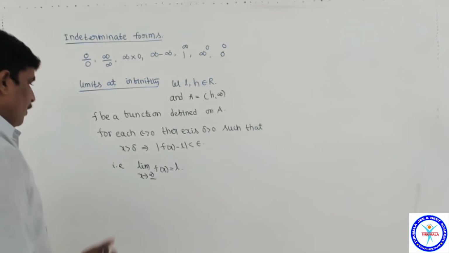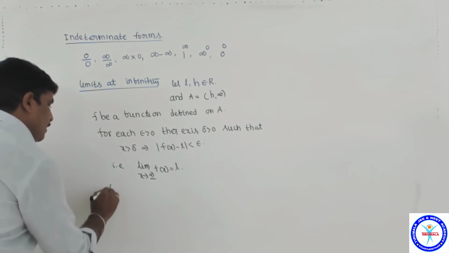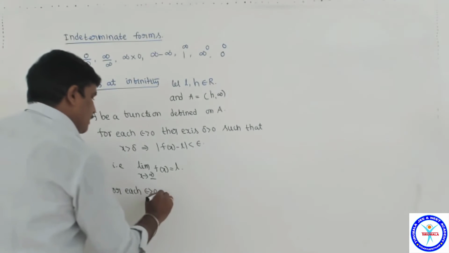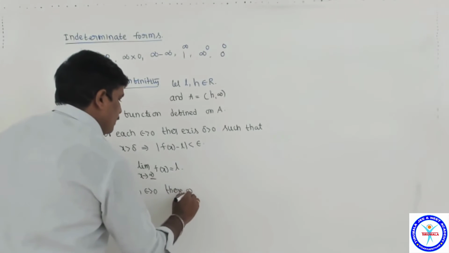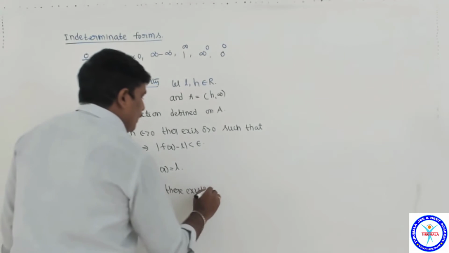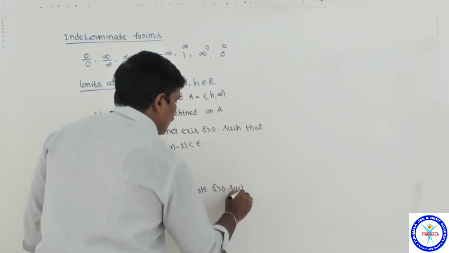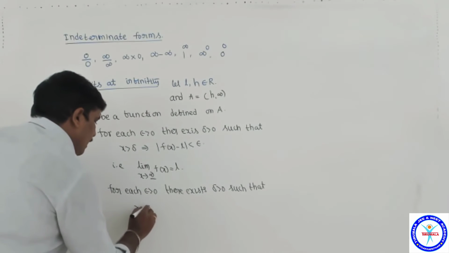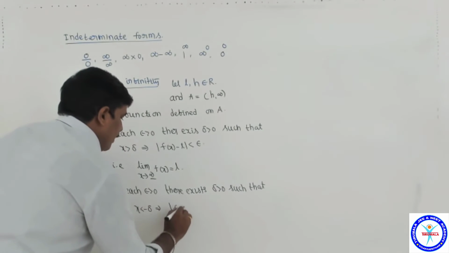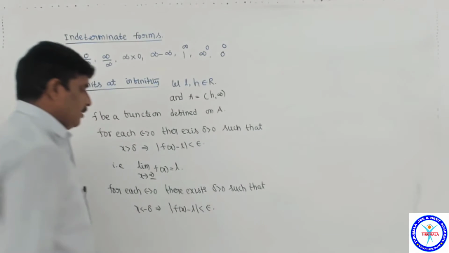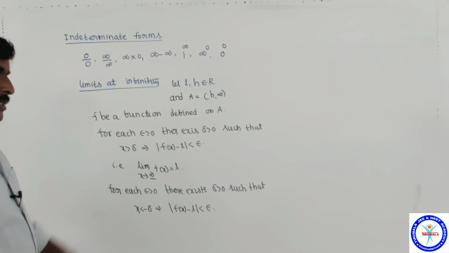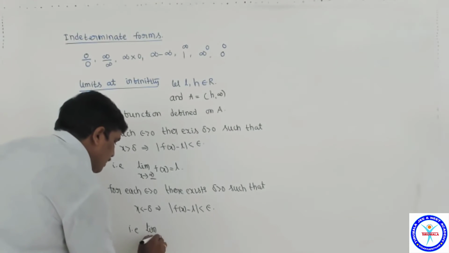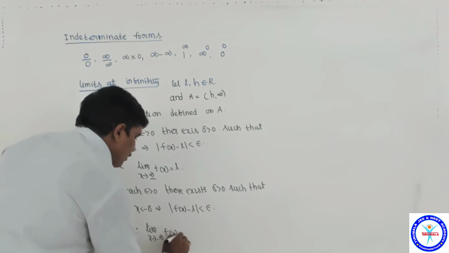At the same time, for each epsilon greater than 0, there exists delta greater than 0 such that x less than minus delta implies mod f of x minus L less than epsilon. So this is also the limit at minus infinity, that is limit x tends to minus infinity f of x equal to L.